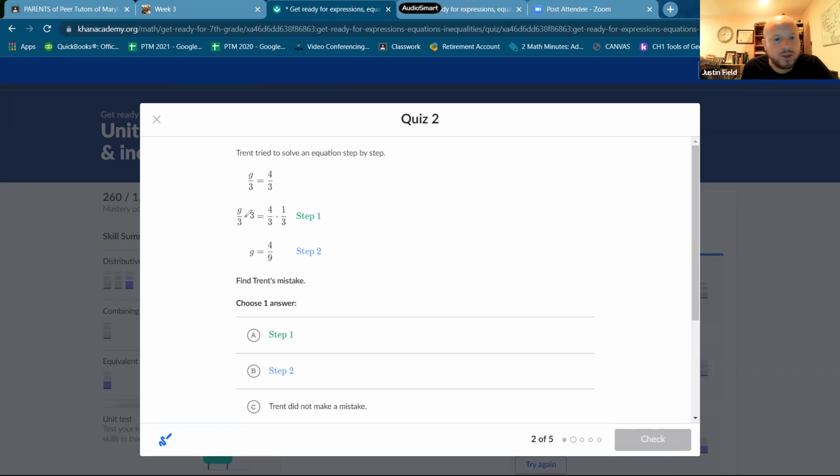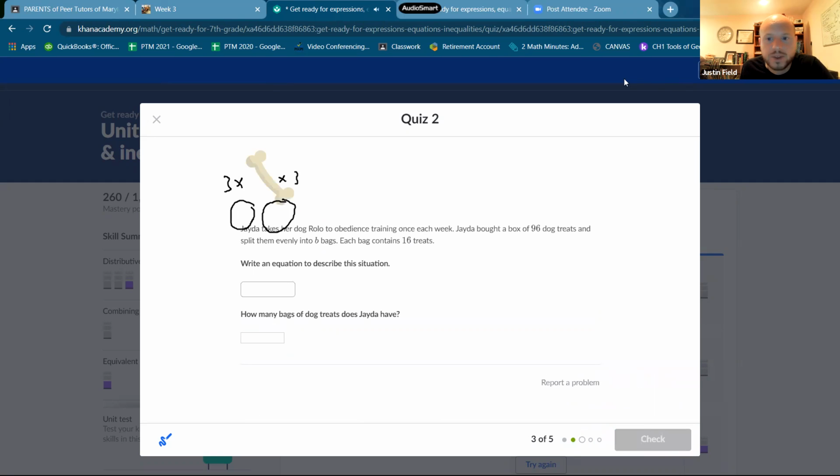So he multiplied by 3, and that's good because this is g over 3, which means g divided by 3. So if g, our variable, is being divided by 3, what we need to do is multiply. And if we multiply by 3 there, you have to multiply by 3 here. And so did he do that? Well, he multiplied by 3 here, but he multiplied by 1/3 here. So step 1 has the mistake. That is not going to work out.